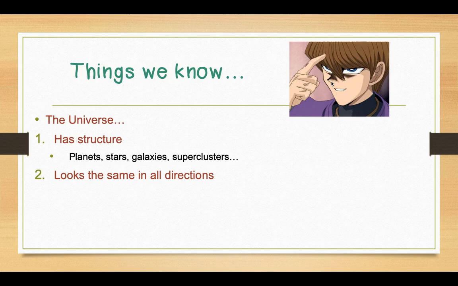We also know that it looks the same in all directions. So if you could get out into space and do a circle or turn around, you'll see the same kinds of things in all directions, up, down, side, side.